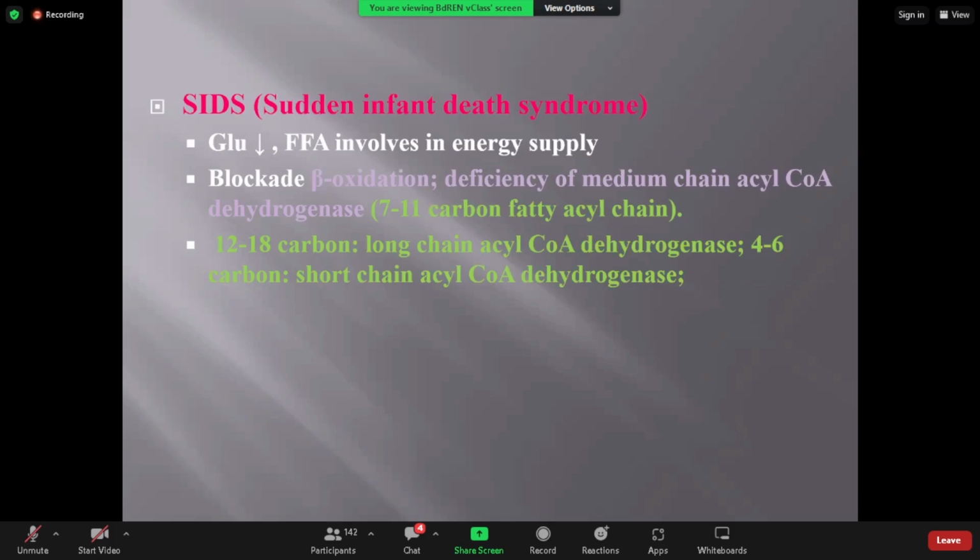So this fatty acid should be oxidized in the infants, but due to the deficiency of medium chain acyl coenzyme A dehydrogenase, this fatty acid will not be oxidized and the infants will not get any kind of energy. So in this situation, these infants will keep crying, as their energy requirement is not fulfilled by the glucose. And in this situation, the brain and heart will not work properly. And sometimes the brain and heart will stop and suddenly the infants will die. This symptom is called sudden infant death syndrome.